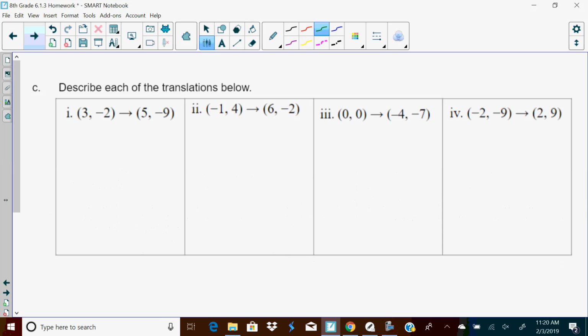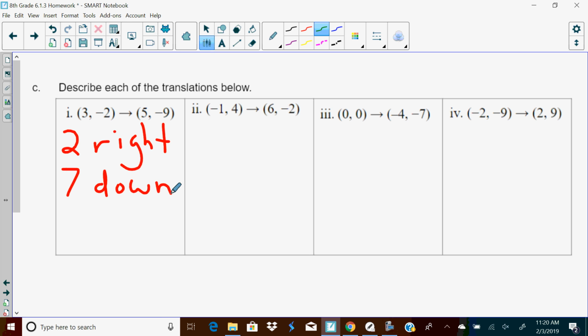Part C says describe each of the translations below. So we're basically subtracting. So if we did 5 minus 3, that is 2, which means that we moved 2 to the right. And -9 minus -2 is -7. So we went 7 down. That's how we can describe the translation.